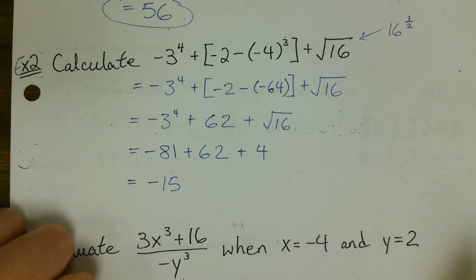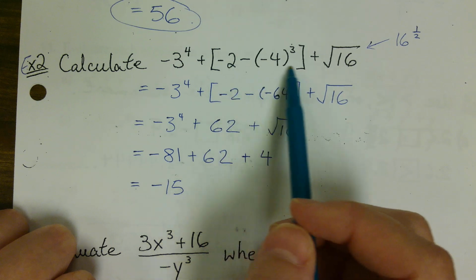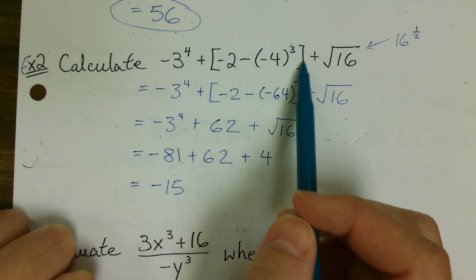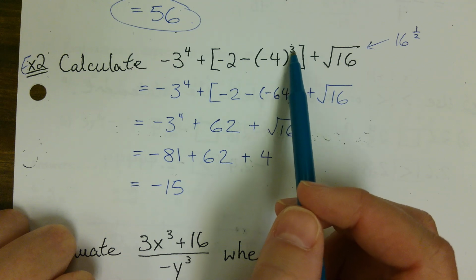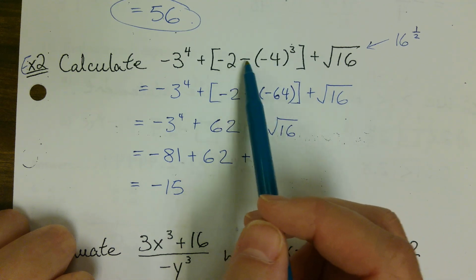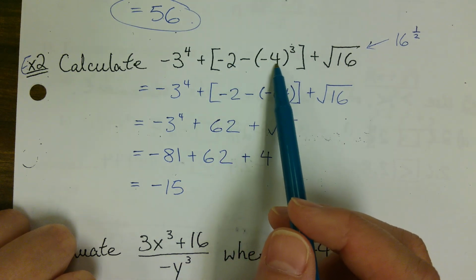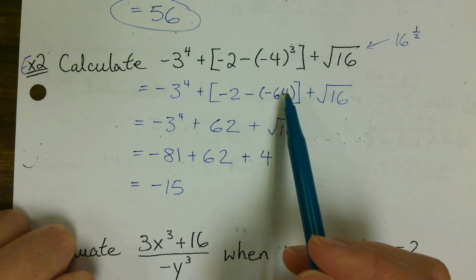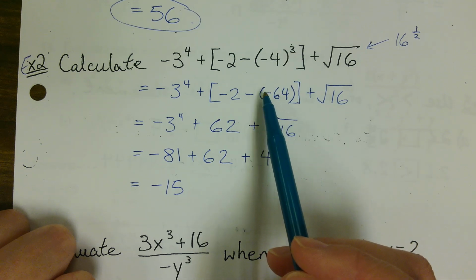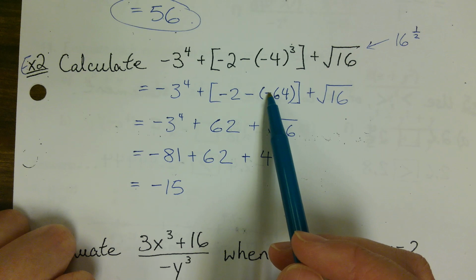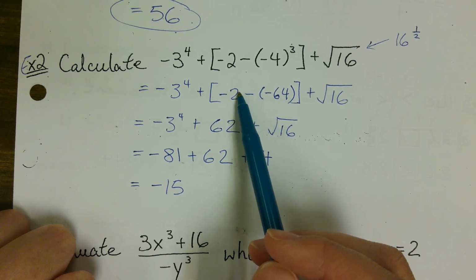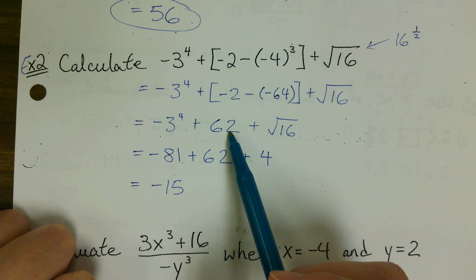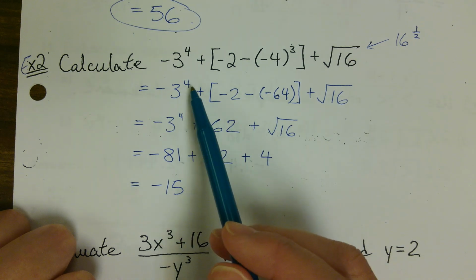Example 2, okay, again brackets. So we deal within this bracket first. And inside this bracket, we also have to follow BEDMAS. So exponents first before subtracting. So -4 times -4 times -4 gives you -64. And then these two minus signs together becomes plus. So -2 plus 64 gives you positive 64.